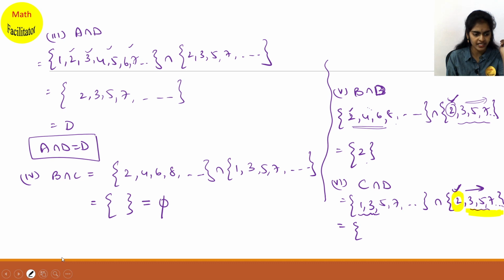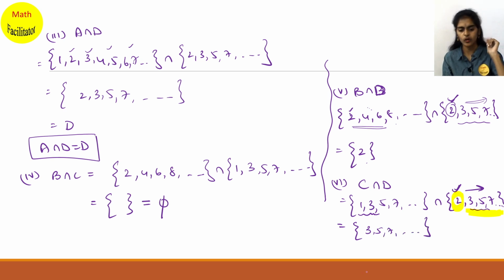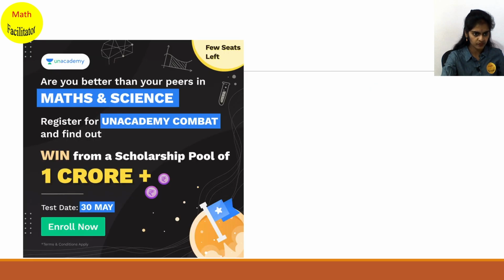So I can simply write this as 3, 5, 7 and so on are common. So C intersection D is nothing but all the odd prime numbers. Only 2 is even, so remove 2. All the odd prime numbers give you C intersection D. Clear? So let us move on to the next question.